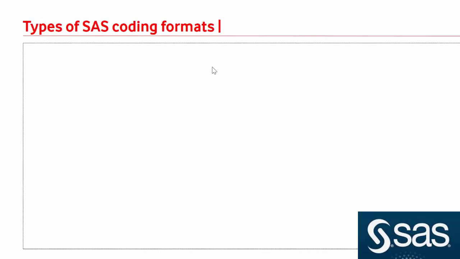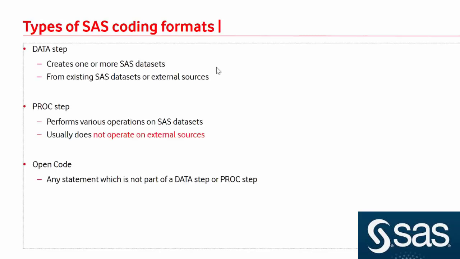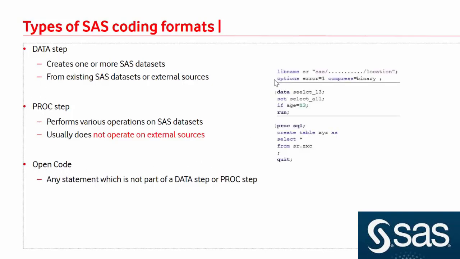Types of SAS coding formats. In SAS, we write any query in either a data step or proc step. If anything is written apart from this, it is called open code. Here, in the snippet, the first two lines are open code, followed by a data step and proc step.